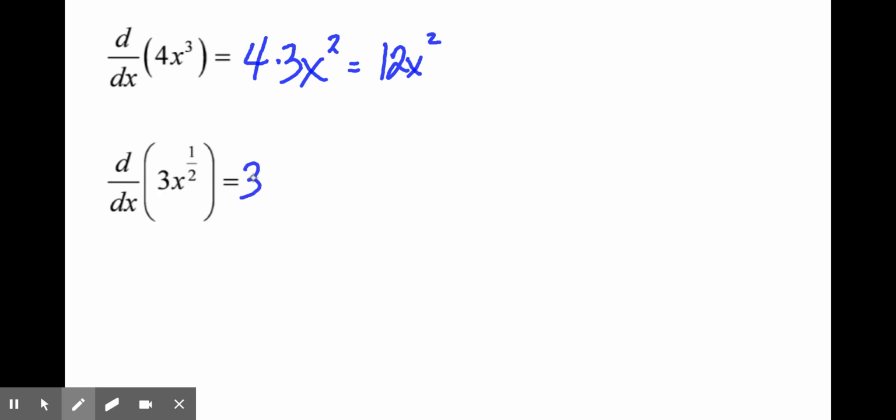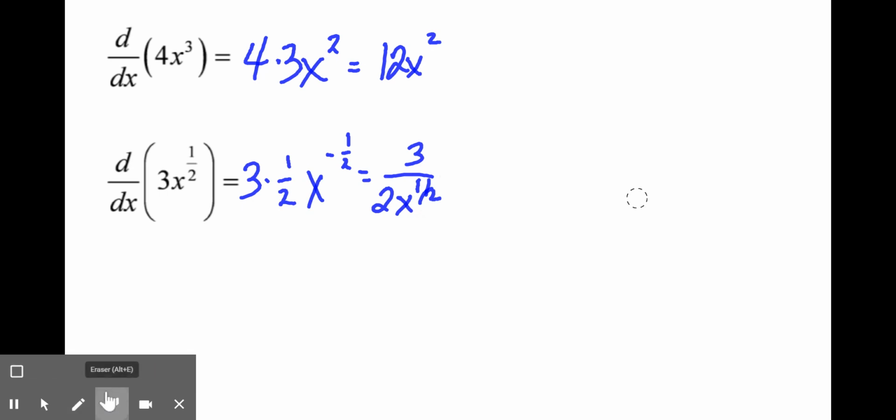Just leave the 3 out of it, bring the 1/2 down, leave the x, take 1 from the power, you'll have negative 1/2, and then the x to the negative 1/2 can go on the bottom. The 3 is on the top. The 2 will come to the bottom, to the denominator. The x to the negative 1/2 will come to the denominator. And you'll have 3 over 2x to the 1/2 power. Okay, there's your answer.